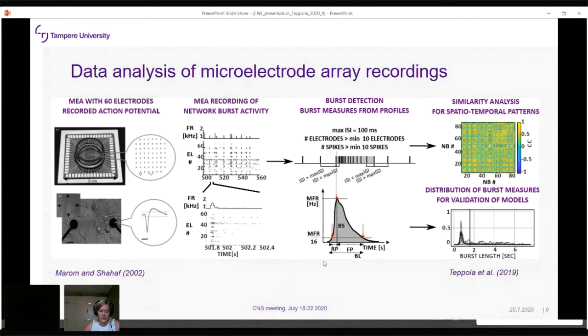Then we computed burst measures from burst profiles, such as maximum firing rate, burst length, rising and falling phases, and burst sizes. For model fitting purposes, we used two measures: the distribution of burst size and length in each pharmacological condition. And for characterizing the similarity between spatiotemporal propagation patterns, we computed the first spike time relative to the first onset for each electrode, and the similarities as the correlation coefficient between pairwise spike time difference matrices in each of the patterns.